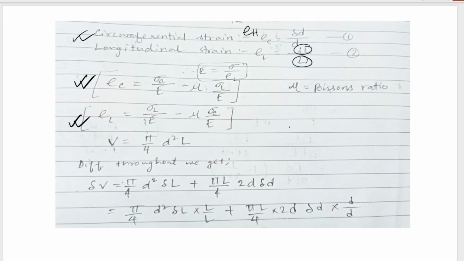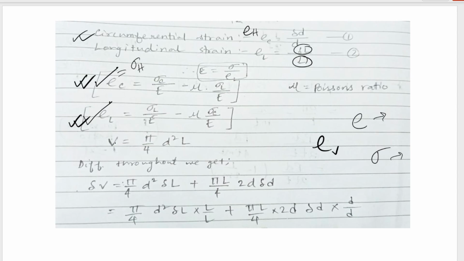Now we will learn about volumetric strain, which I will denote with EV. Let me write it more clearly. This is the volumetric strain that we are going to find now. For that, we have already learned about the circumferential strain and the longitudinal strain. Circumferential strain is also your hoop strain, right? And whenever you see E, you need to understand that this is strain, and sigma is of course the stress.